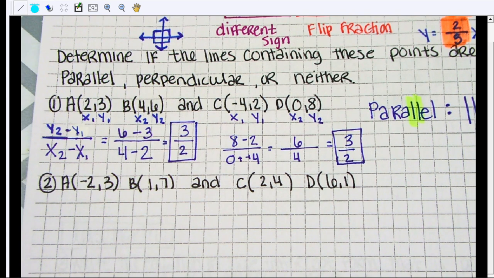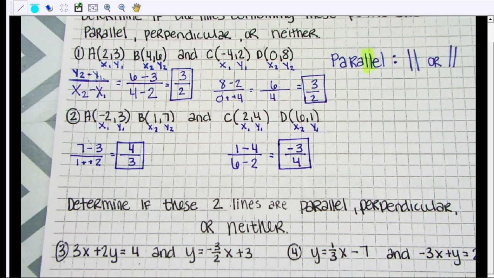All right, I want you to try the next two. So remember, do the first group and do the slope, and then analyze the second group and do the slope and compare. The first one I did 7 minus 3 over 1 minus negative 2.